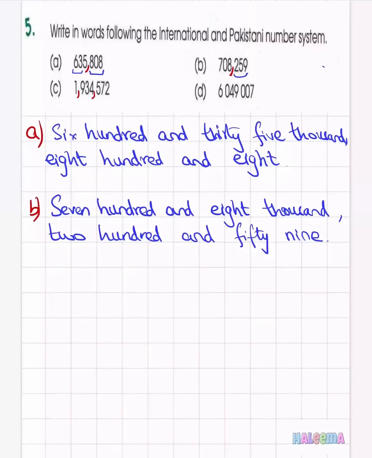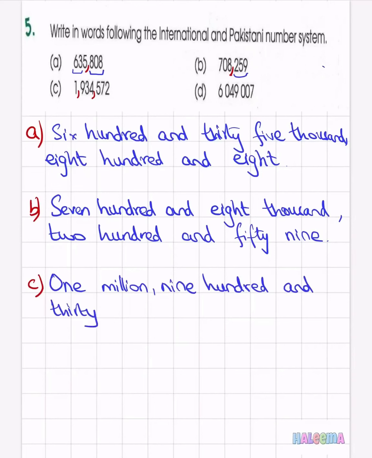Remember the place value chart. If you know it well, only then you'll be able to solve it, right? Please repeat after me. 1,934,000. Now we're left with this part. 572.